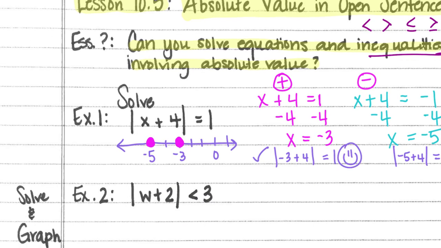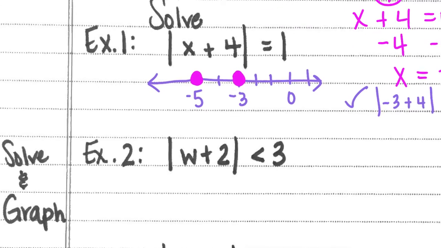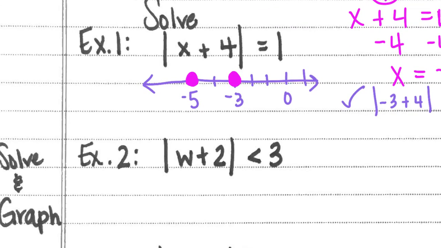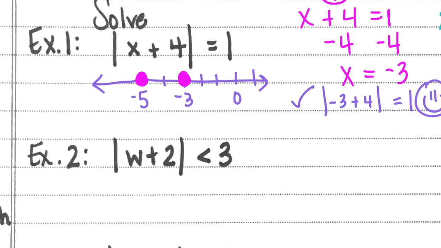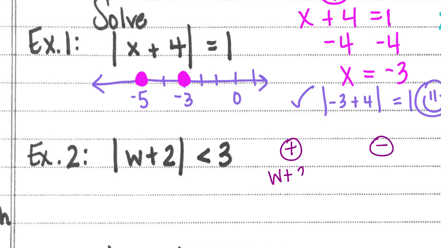But on example 2, it tells us to solve and graph again. And now notice I have a less than 3. So I'm going to go ahead and do a positive and a negative. I'm going to set up the positive exactly like I see it. W plus 2 is less than 3. Let's solve this while we're here. We could subtract 2 from each side. W is less than 1.